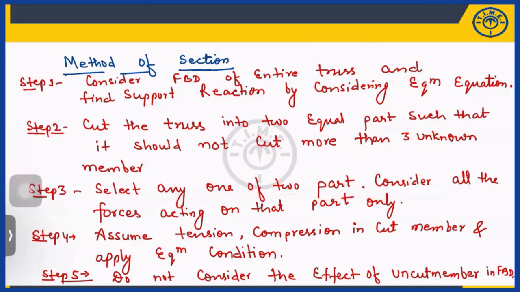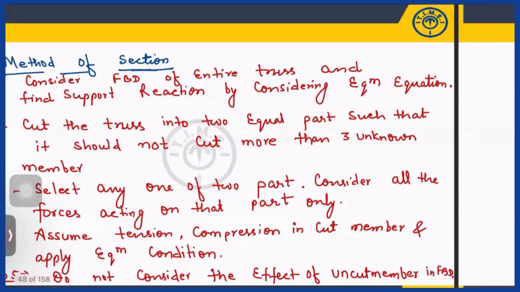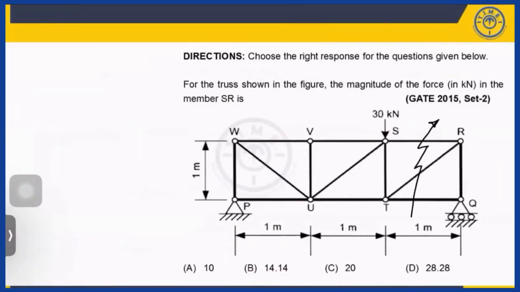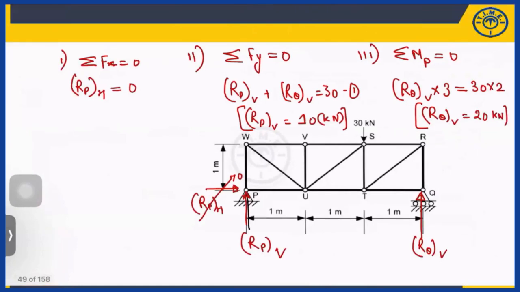Select any one of the parts. I will take the left part or the right part according to my convenience, in which the calculation will be less. Then, assume tension or compression, whatever the direction, and do not consider the effect of the uncut members. So whatever uncut members are there, please do not consider those parts.